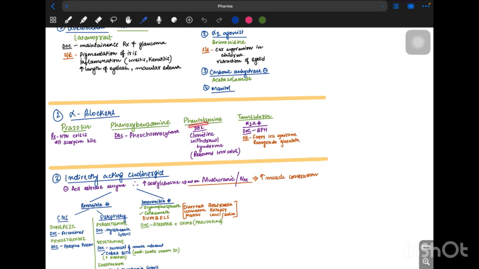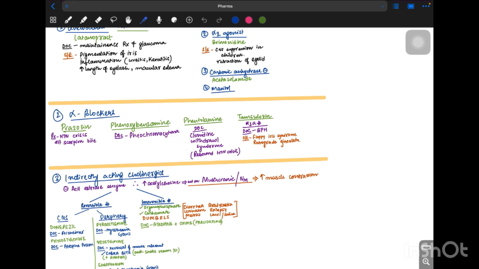Now, phentolamine. Phentolamine is the drug of choice for clonidine withdrawal syndrome. So someone is taking clonidine and suddenly the medication is stopped. So due to that, if there is clonidine withdrawal syndrome, it is also known as rebound hypertension crisis. For that, we can give phentolamine. Phentolamine is the drug of choice for clonidine withdrawal syndrome. It is very, very important.